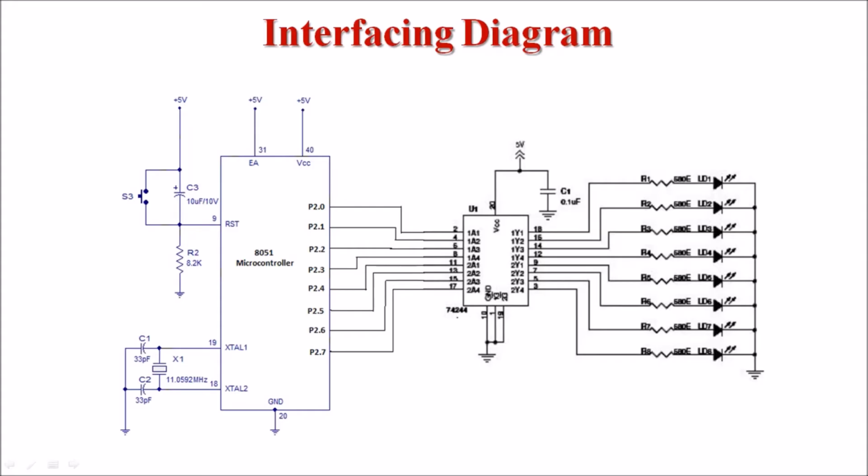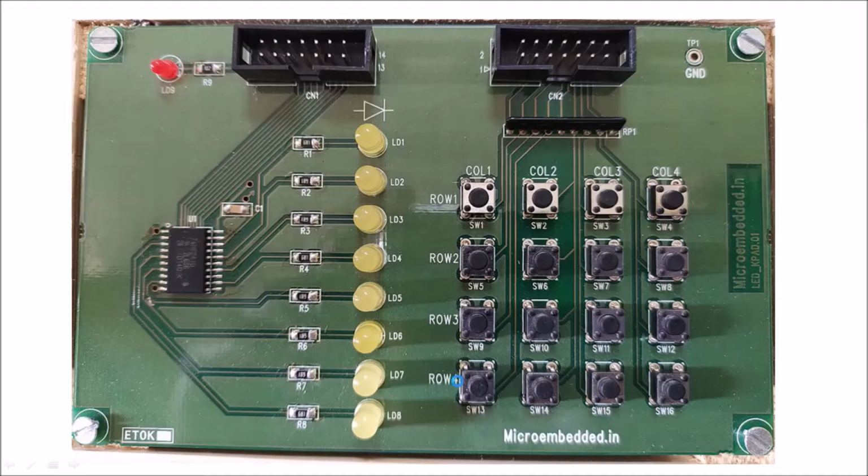This is the buffer IC 74244. It is used to neglect the loading effect of the peripheral device on the microcontroller. So this is the actual kit. Here we can connect any port to this LED bank. A keyboard is also shown here, but now we are using only LEDs.